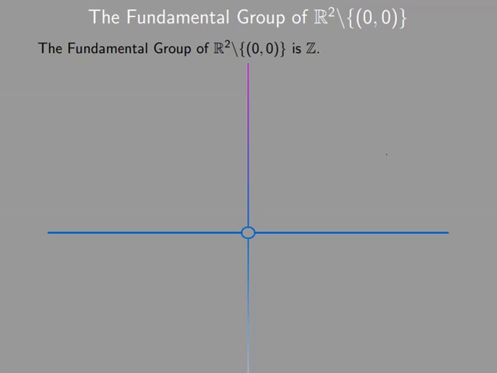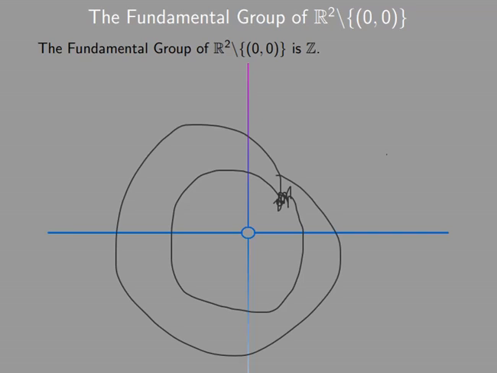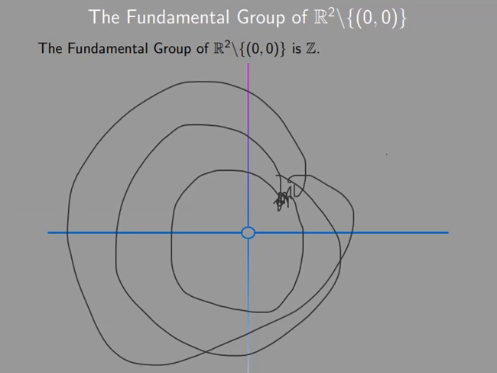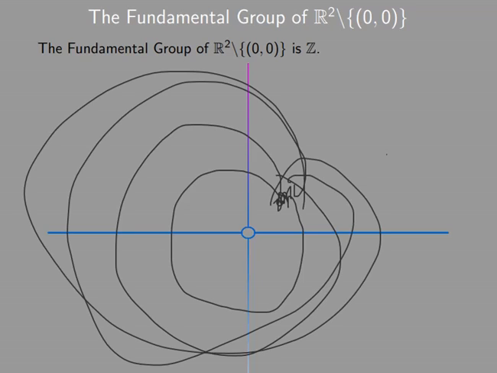The fundamental group of the real plane, excluding the origin, is the integers. This is because there's only one way to draw a loop around the origin that ends up at the same point. And by doing this multiple times, you can actually cover the whole space.